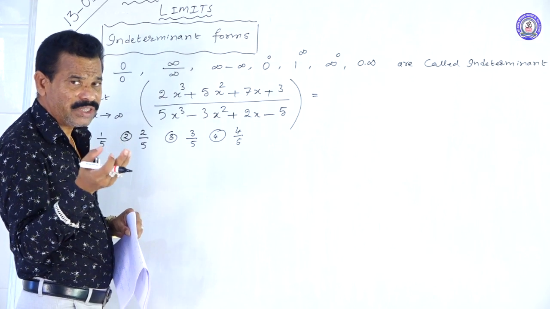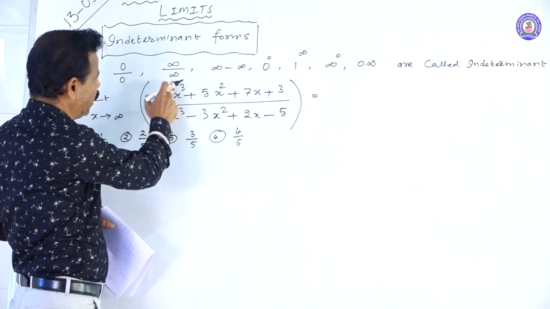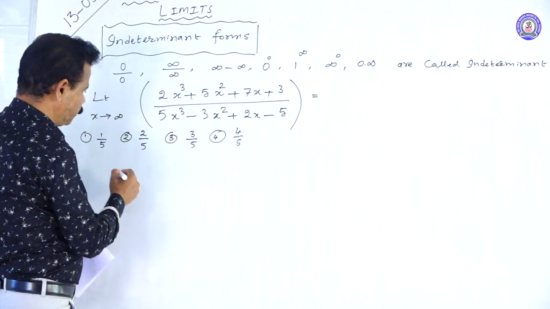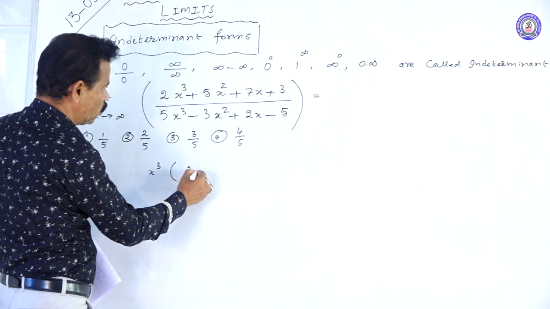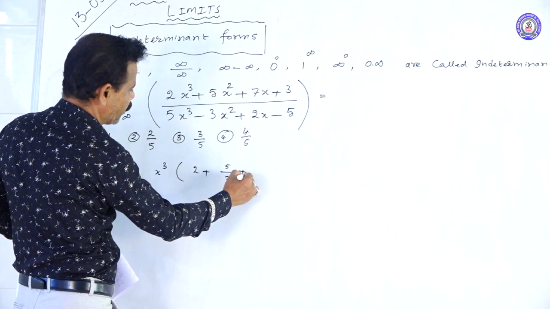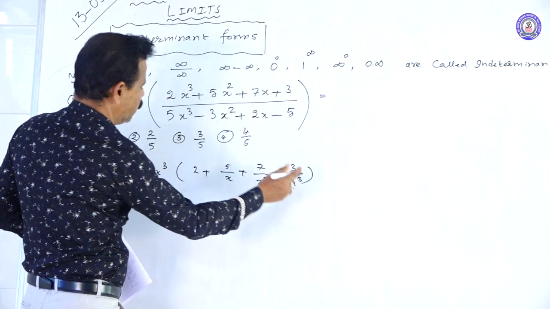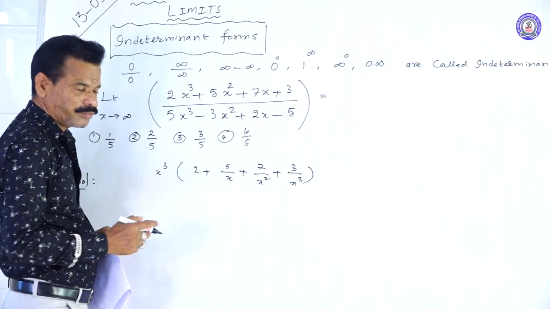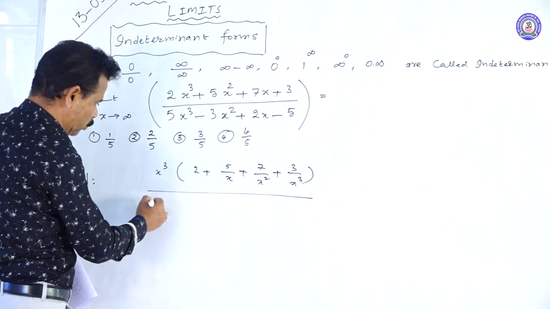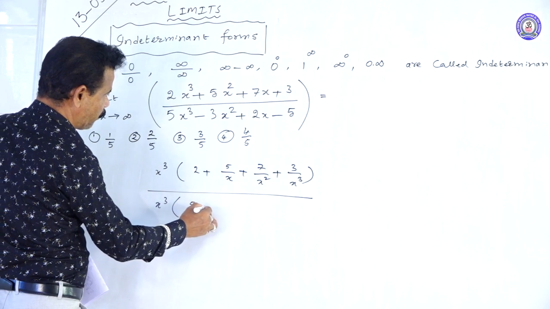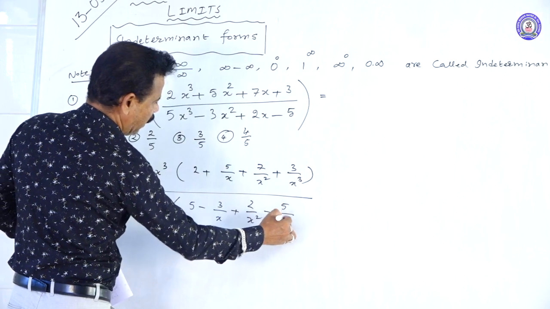That's why we divide by x cube. Otherwise, in both cases, the highest power is 3, so we take x cube common outside. In the numerator, x cube taken outside, then 2 plus 5 by x, 7 by x square plus 3 by x cube. Similarly in the denominator, the highest power x cube is taken outside: 5 minus 3 by x plus 2 by x square minus 5 by x cube.